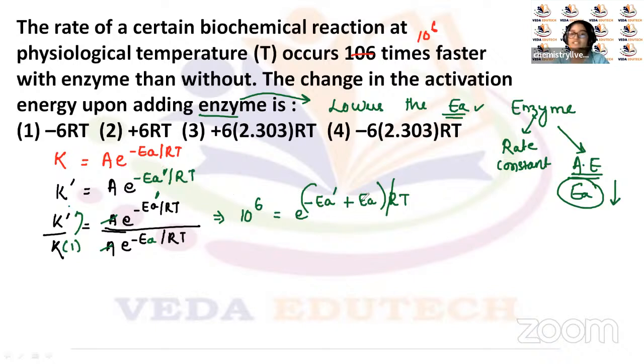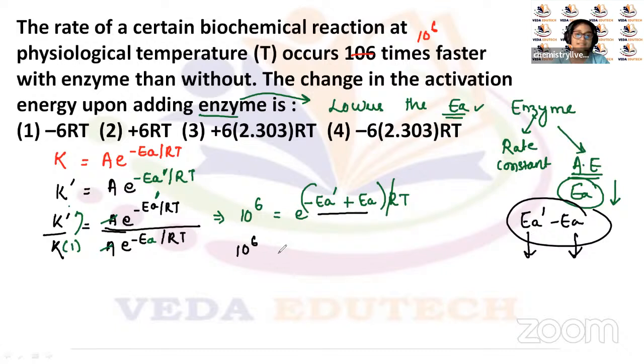Now we want the difference, no children, but this is not in terms of difference. The difference will be what, children? Ea dash minus Ea. It is telling the change in activation energy, final minus original. So if I want it in that way, what am I going to do? I'll write 10 to the power 6 is equal to e to the power minus of (Ea dash minus Ea) divided by RT. Still in the same format that we wanted. Yes. So now it is all right.